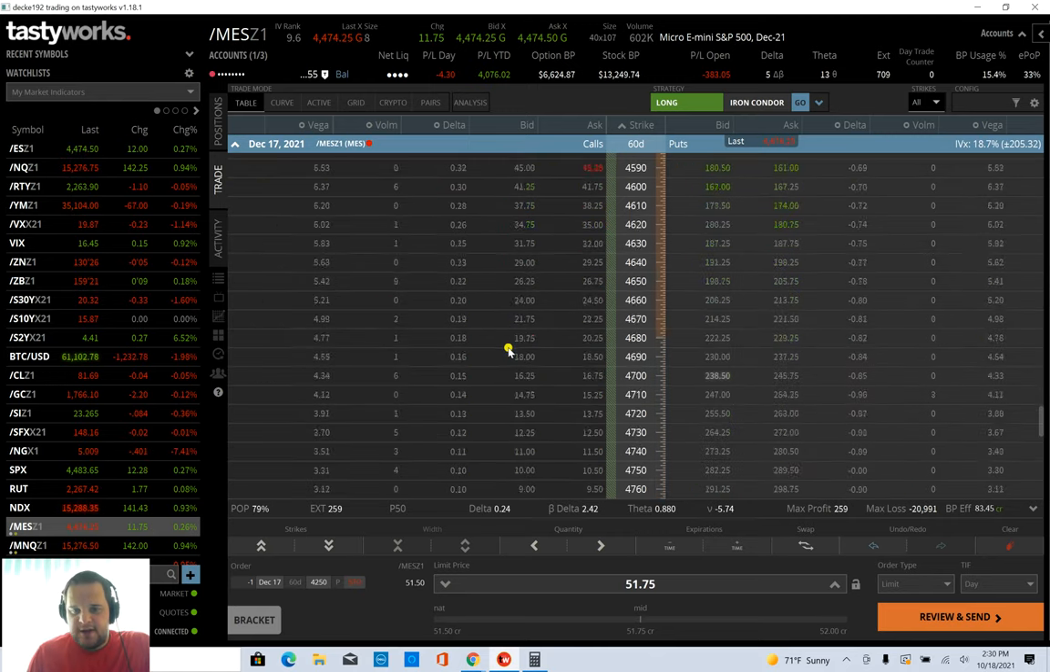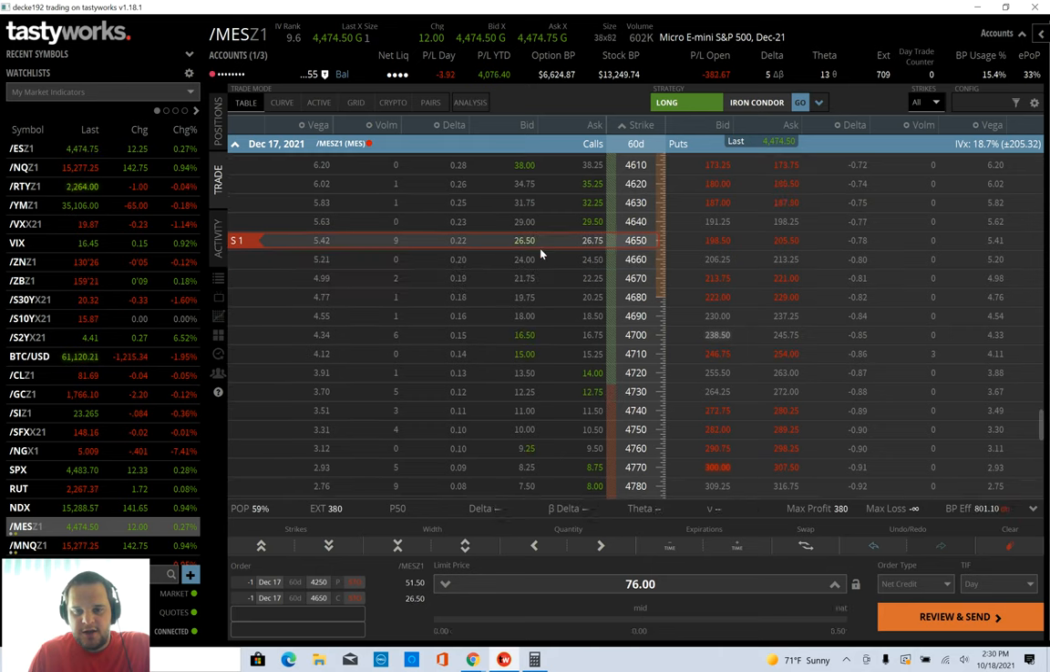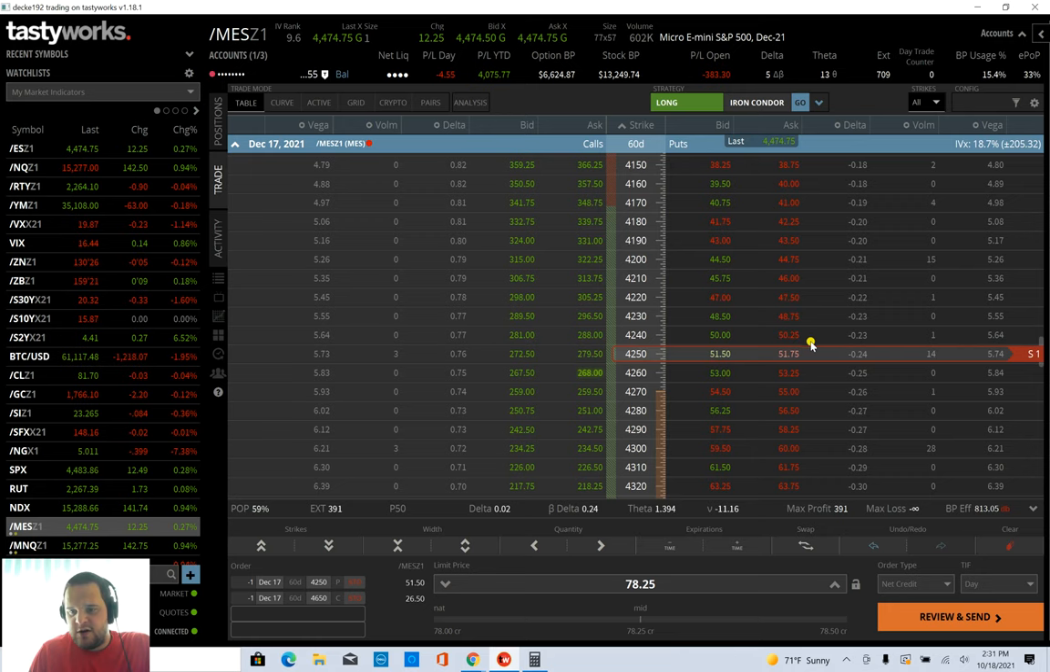And on the call side, I like to be a little bit more conservative because stocks only go up. So I'm going to do the 20 delta. I'll actually go to the 4650 strike, which is the 22 delta. So you can see my delta here, 0.02 on here. So this is the 22 and the 24.